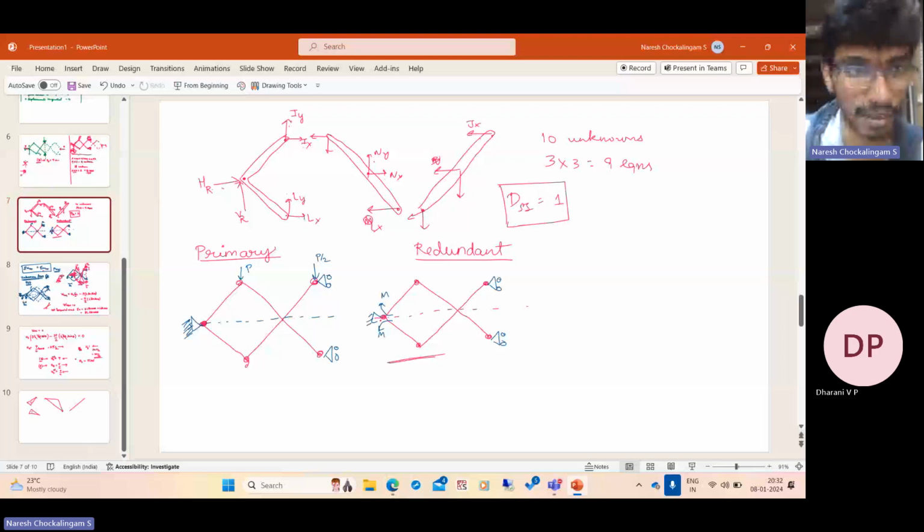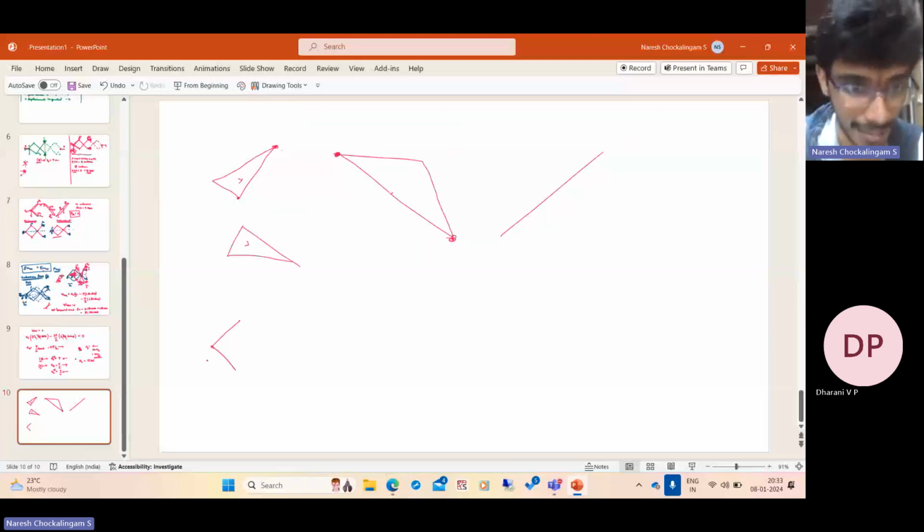Let me put it this way. Here you have 2 members connected like this, and you have a pin, and this is 90 degrees. So the normal force in this member is the shear force in this member, and the shear force in this member is the normal force in this member. The net force on the pin is 0. So that is the idea.